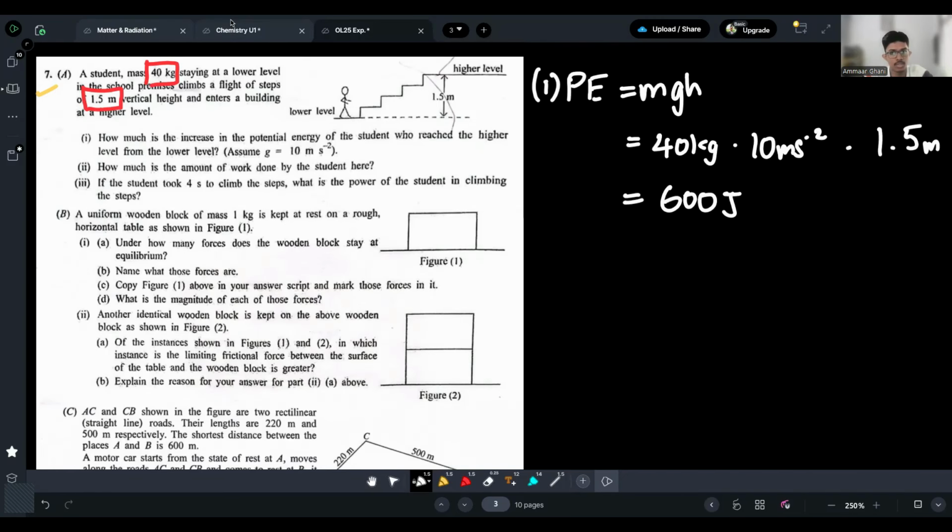Then Roman number 2. How much is the amount of work done by the student here? There's an easy way. You can simply write 600 joules here. But this is not a video to simply write the answer. I'll tell you how you can get that. We all know that work done equals force into distance, right? Force into distance.